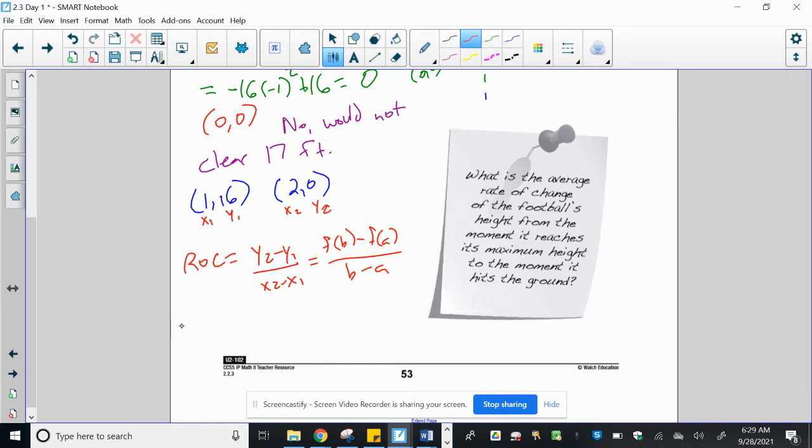So let's find our rate of change. So we could say, for example, 0 minus 16 on top over 2 minus 1 on bottom, negative 16 over 1, or negative 16.